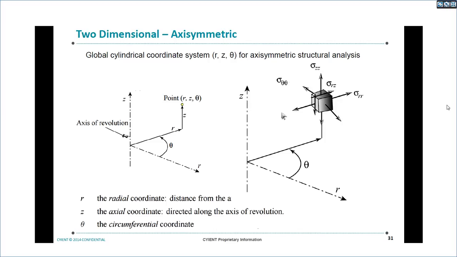Coming to axisymmetric formulation, in general we have XYZ coordinates, but in axisymmetric we typically use R, theta, Z, where R represents the radius, Z represents axial, and theta represents hoop or circumferential.